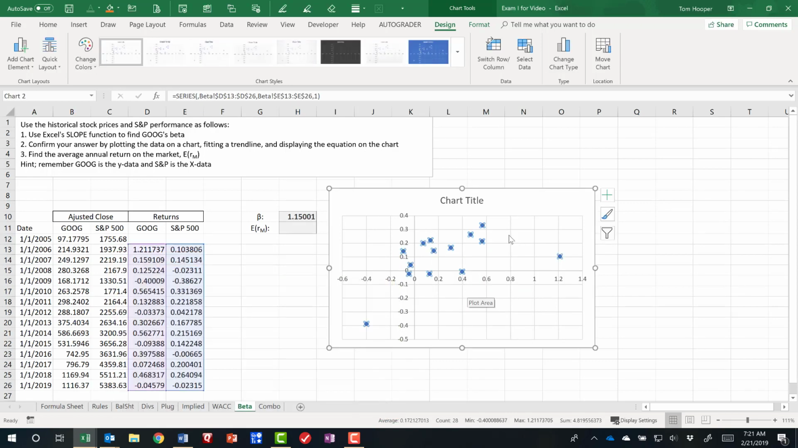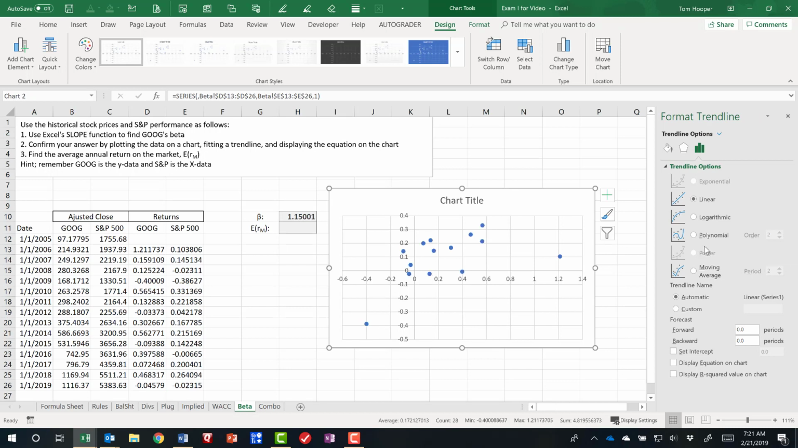I'll tell you what, let's back up. Let's just pretend like we think we got it right, and let's right click on it, add a trend line. Use linear, display that equation. He even said to do that. Plot the data on a chart, fit a trend line, display the equation. Alright, we just did those three things.